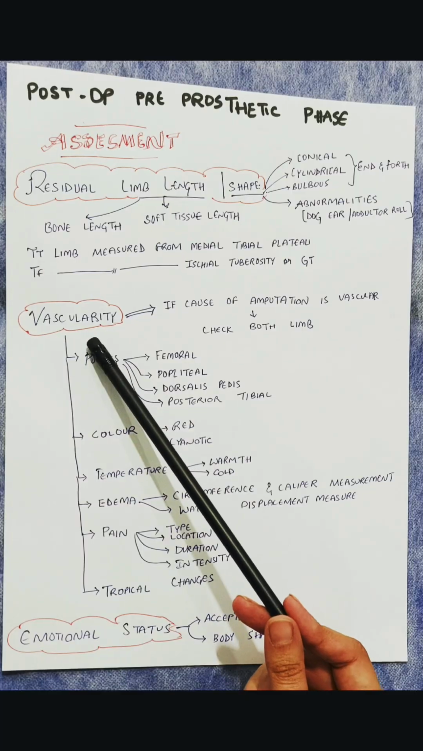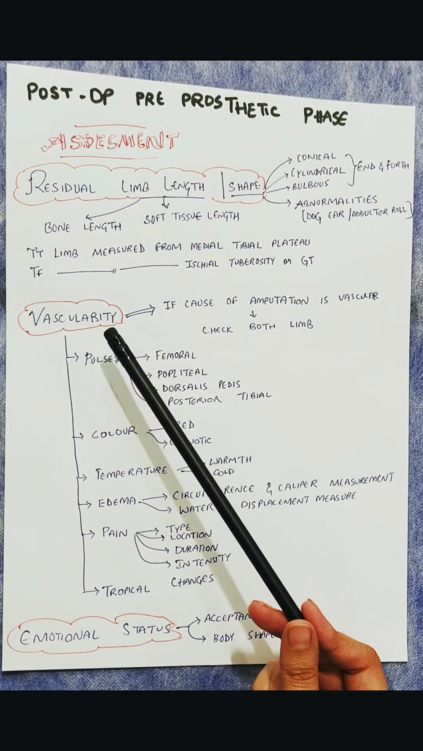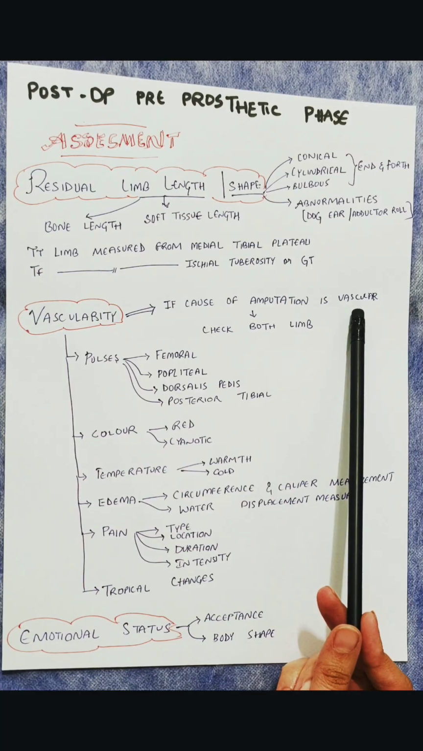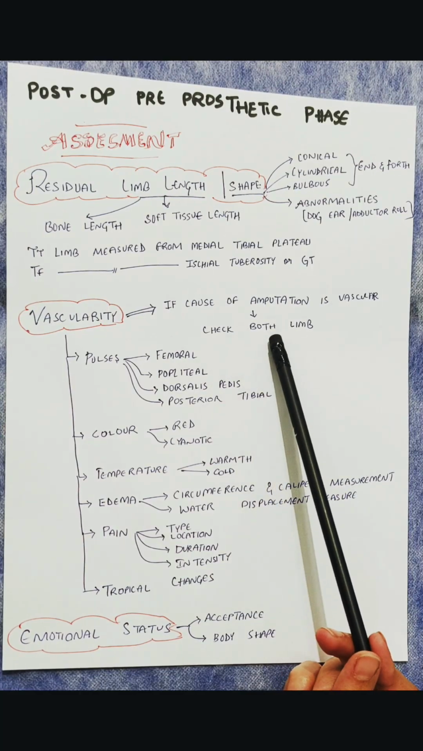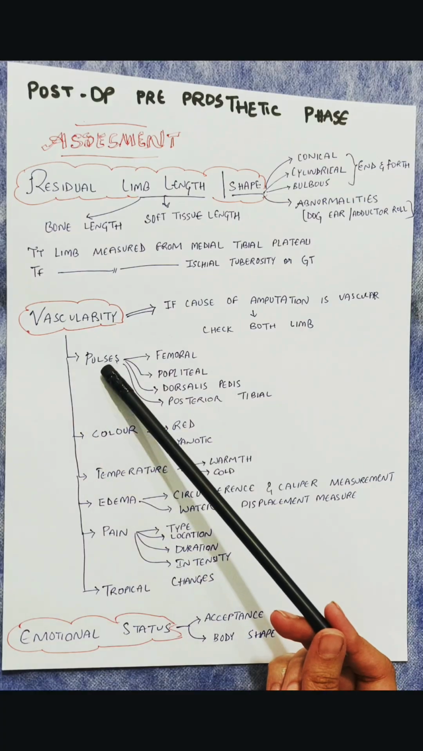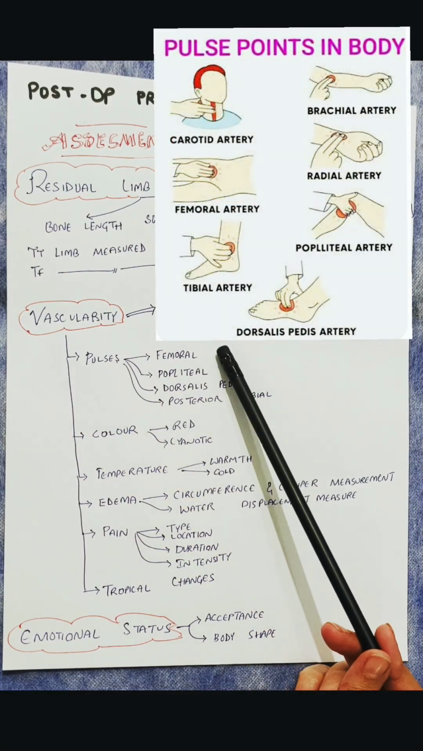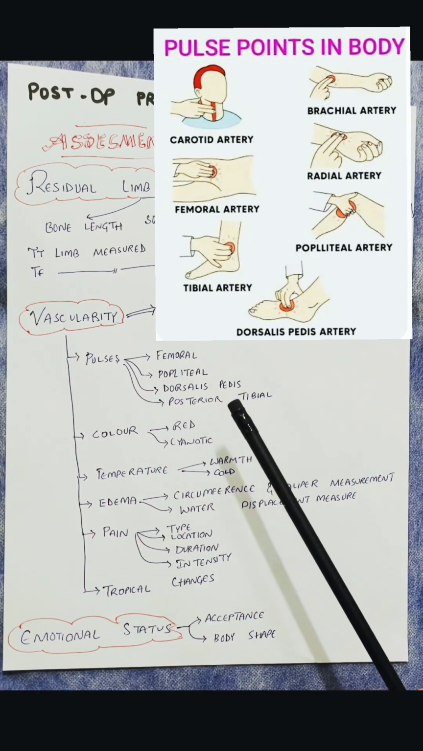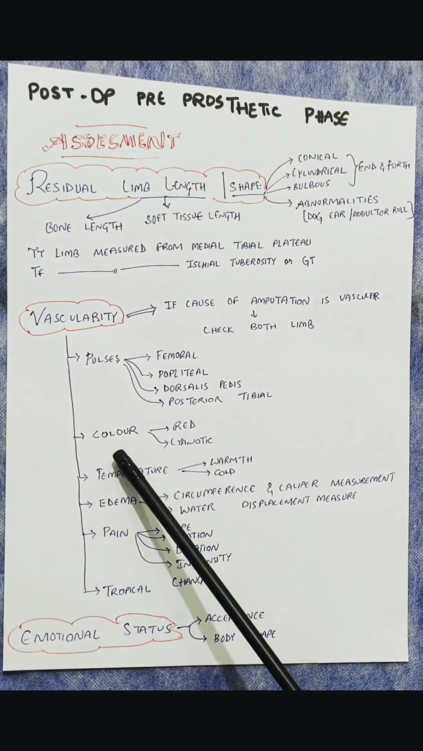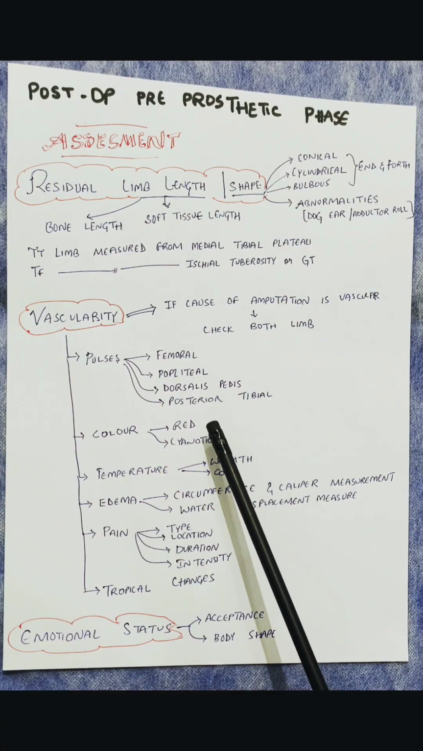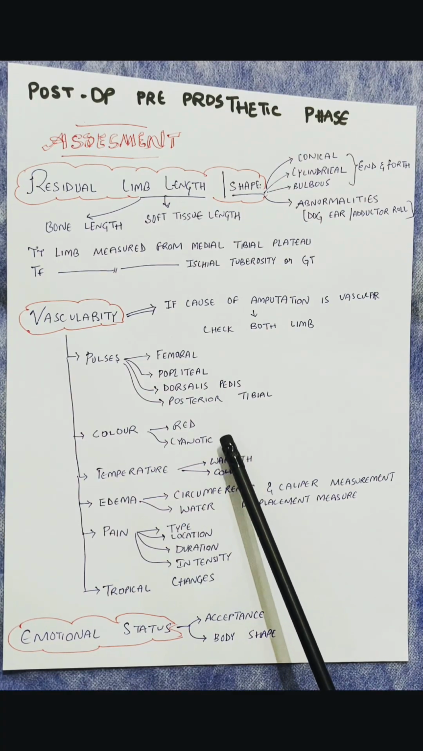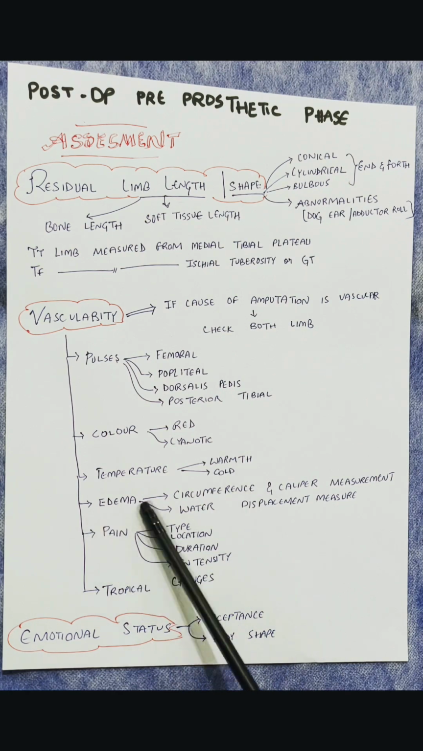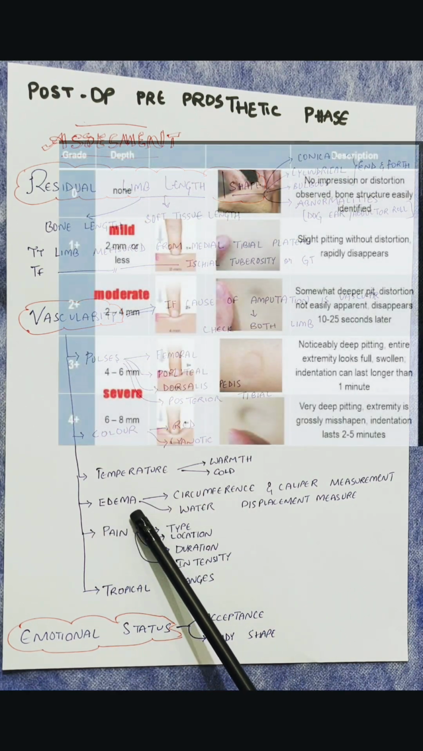Next up, we check their vascularity, because if there is a cause of amputation being vascular, then we have to check both the limbs. So we start off with checking their pulses at the femoral, the popliteal area, the dorsalis pedis, the posterior tibial pulses. Color of the skin, whether it is pale, whether it is red, cyanotic. Temperature, is it warm or is it cold? Are they having any edema?